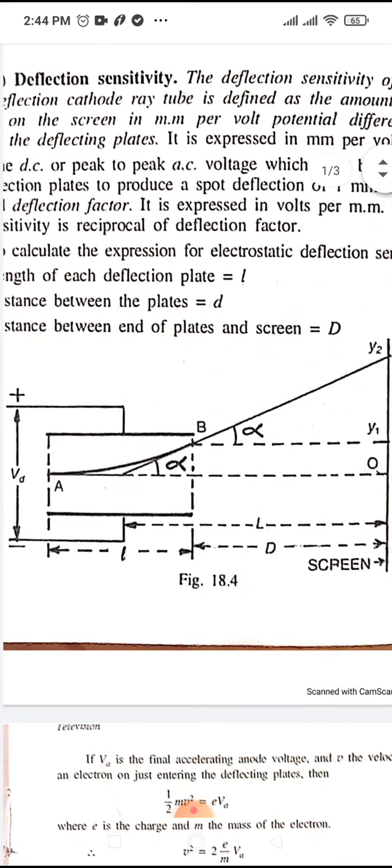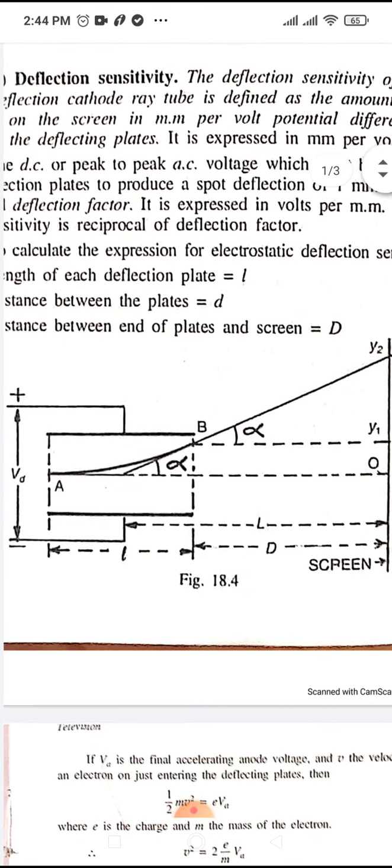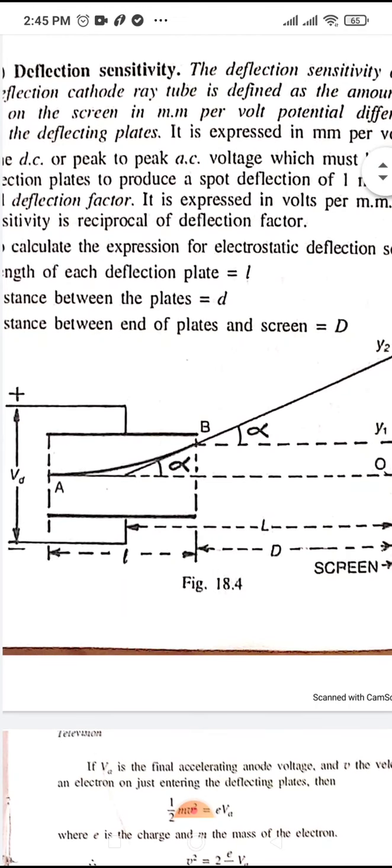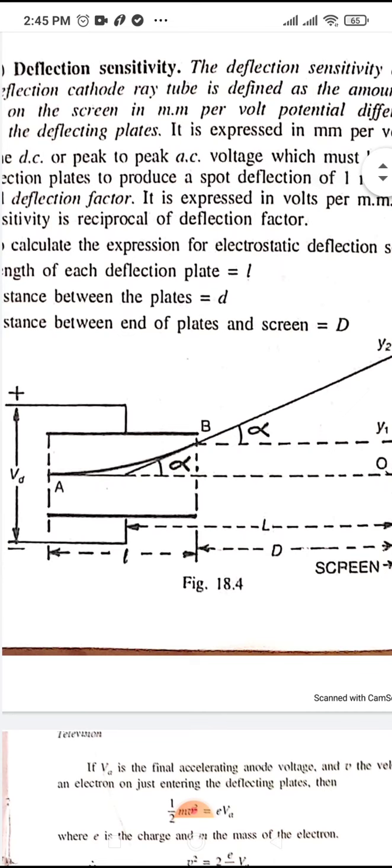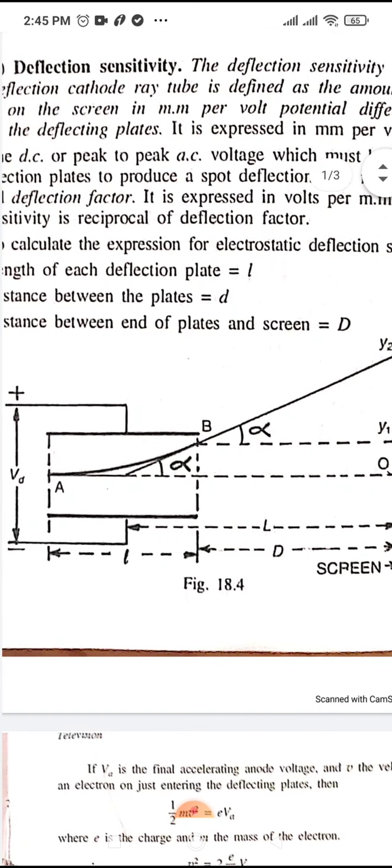Hence, the upward velocity of electron on emerging out of the deflection plate is vy is equal to u plus at. You remember the formula. So vy is equal to 0 plus at. So this is the upward velocity of electron on emerging out of the deflection plate. So vy becomes e by m Ed by d l by v. This is marked as equation number 2.